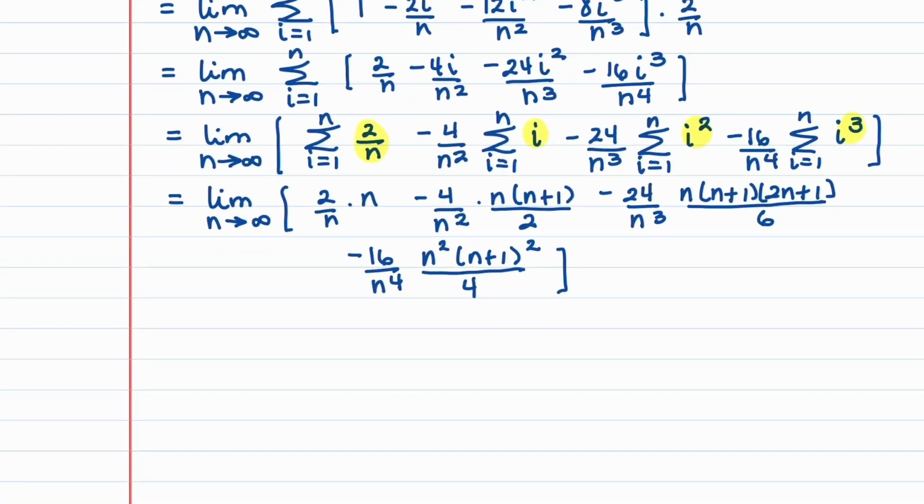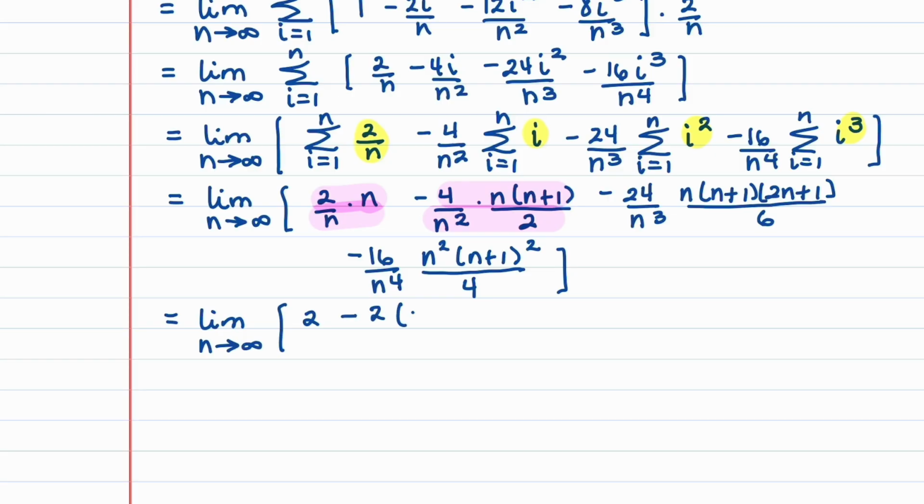Before we find the limit, we need to do a lot of algebra. This is what makes this problem difficult. Hang with me, we are getting close to being done. Limit as n goes to infinity. Our first term is 2 divided by n times n, so this is 2. And then our next term, that's this term right here. 4 divided by 2 is 2, so we have minus 2.